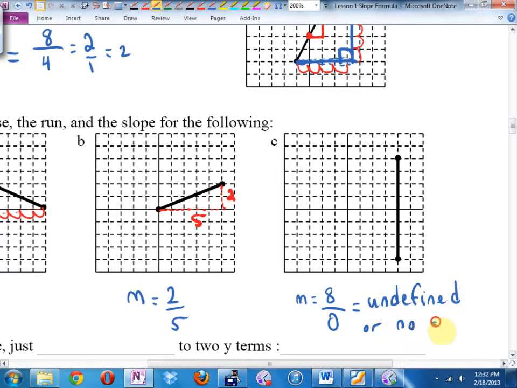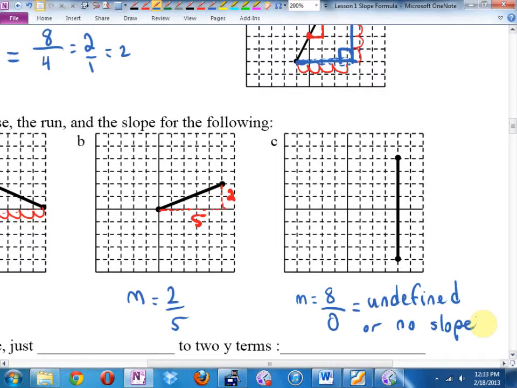I like undefined because that's clear, but some textbooks will say no slope. The reason I don't like no slope is you're used to the word no meaning zero. If I have no chocolate bars, I have 0 chocolate bars. It's not what it's talking about here. When it says no slope, what it really means is the slope doesn't exist. It's undefined.